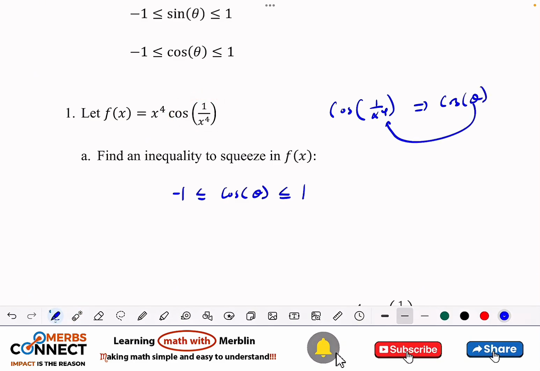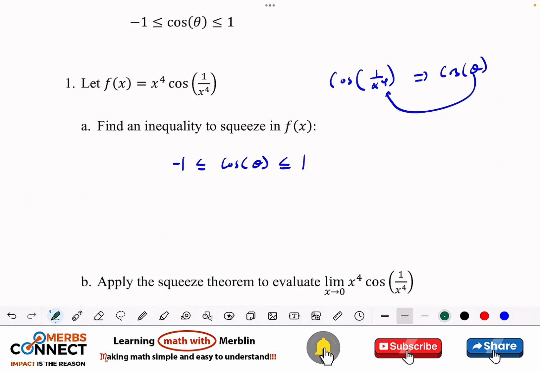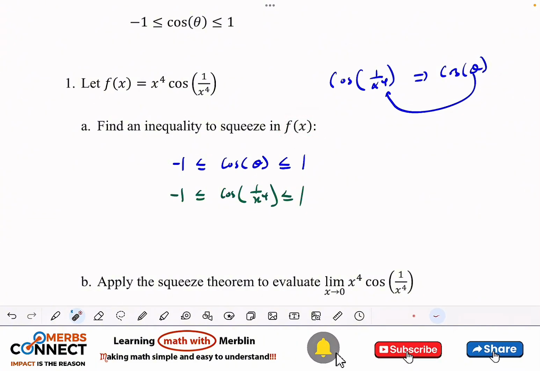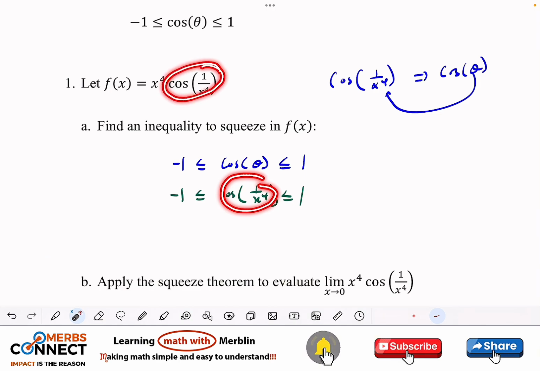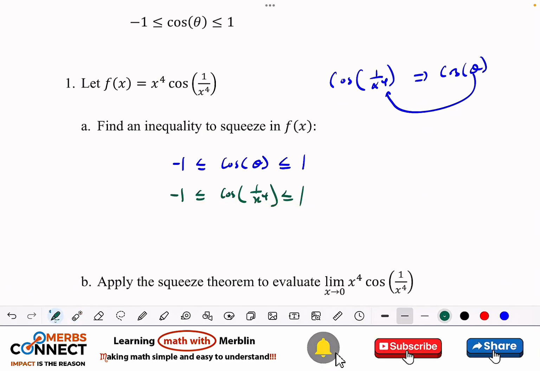So I can say that my next step will move to -1 ≤ cos(1/x⁴) ≤ 1. So we want to set up f(x). But we are not done with f(x), because what is here is multiplied by x⁴. So I need to multiply through by x⁴ so that I have it.